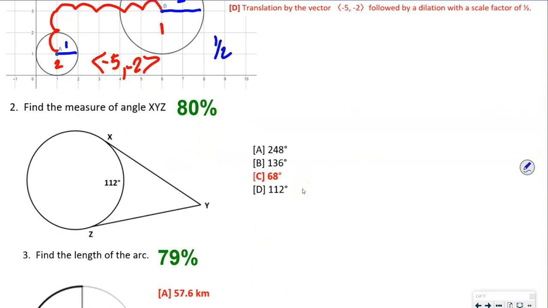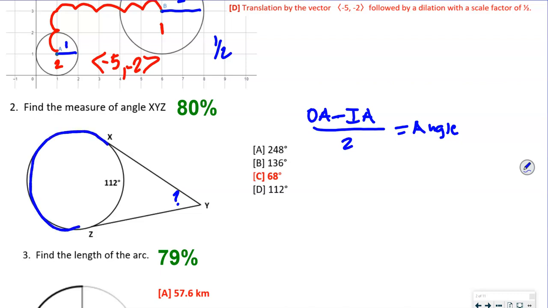The next one says find the measure of angle XYZ. XYZ is this angle right here. So we're going to do the outside arc minus the inside arc divided by 2. That's going to equal our angle, okay? That's our formula. Well, the challenge is we don't have the outside arc. So to get that outside arc, that would be this right here. We're going to subtract the 112. So we're going to do 360 minus 112.